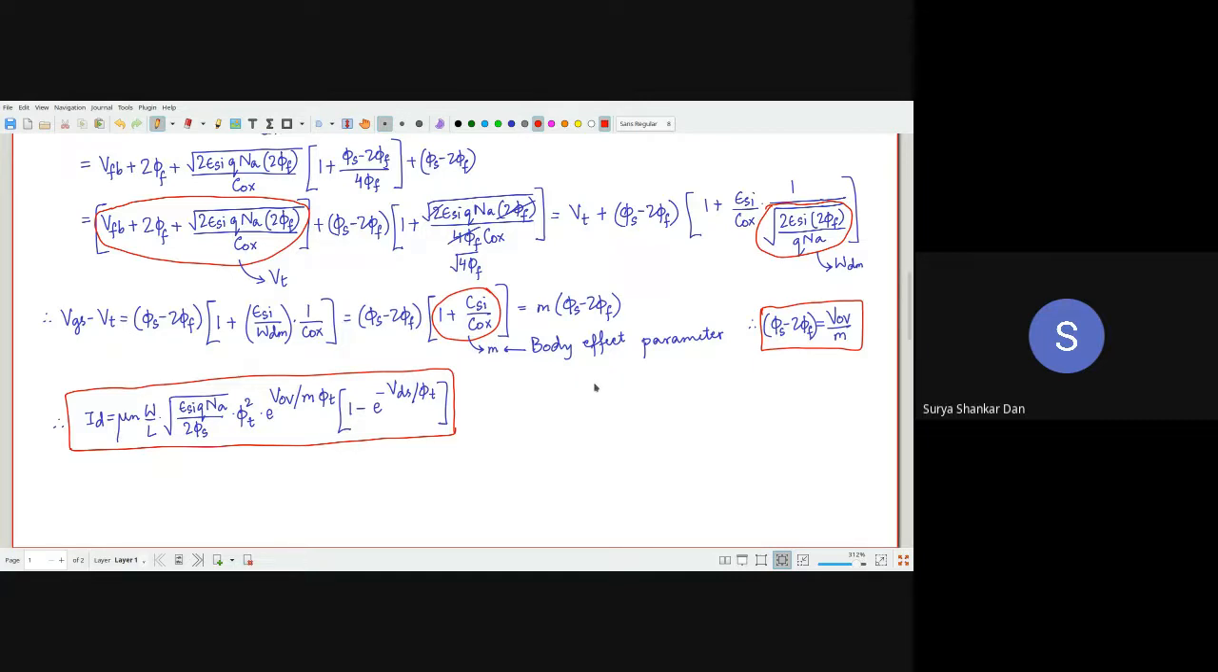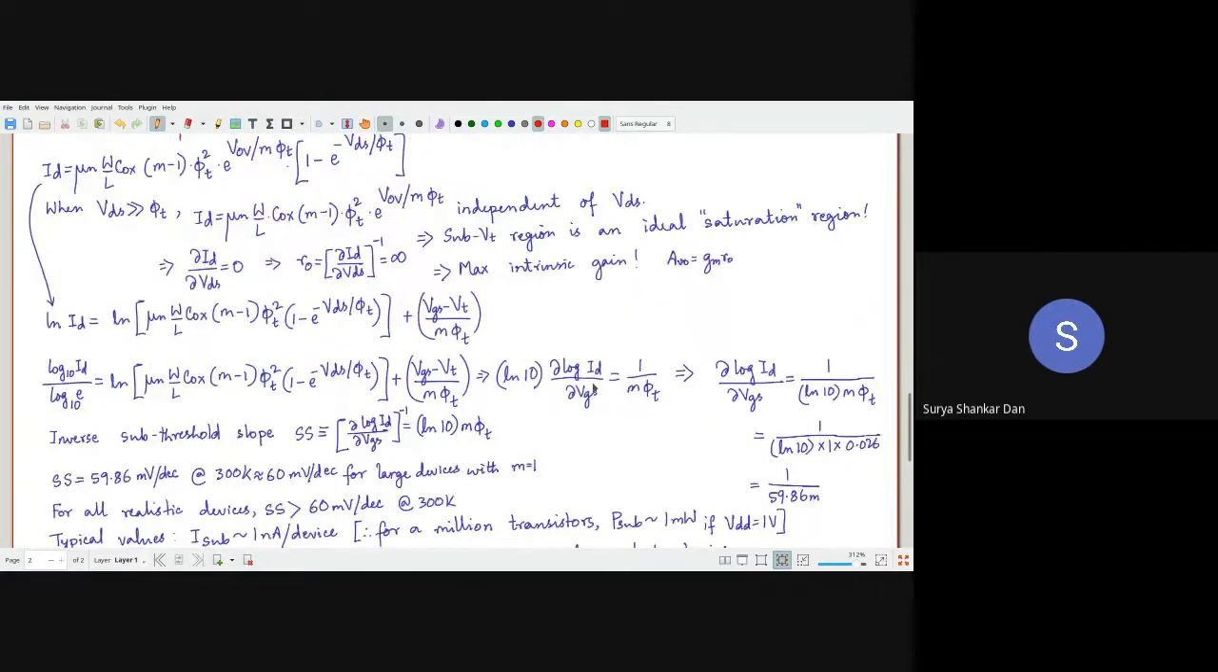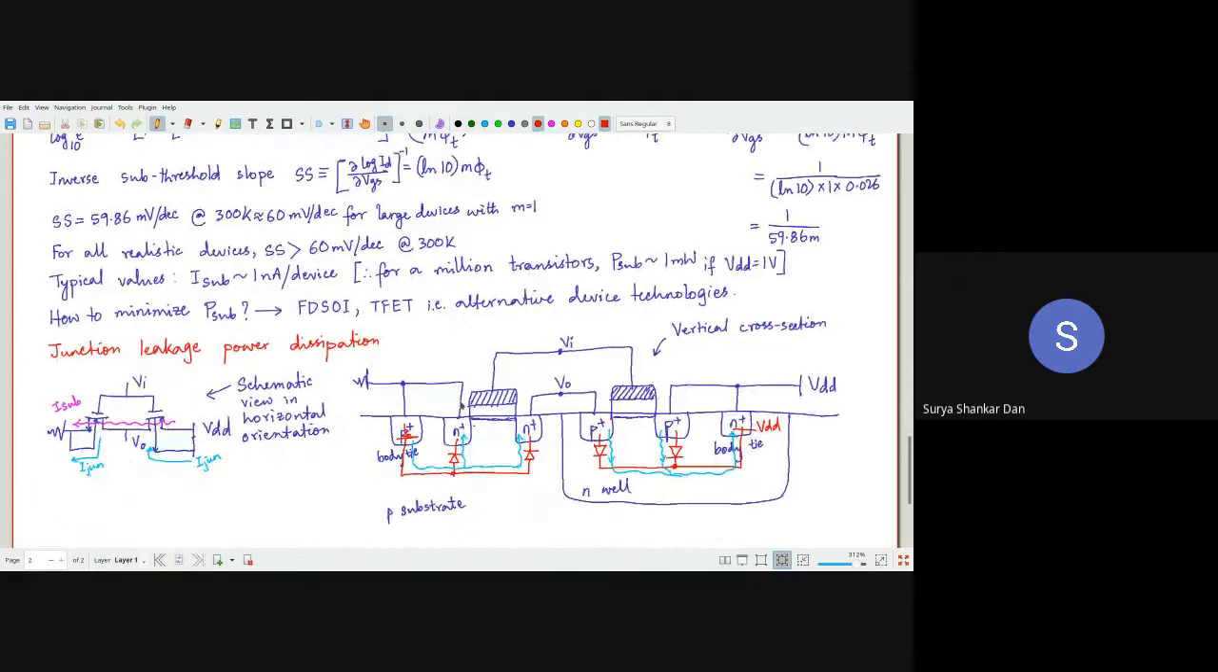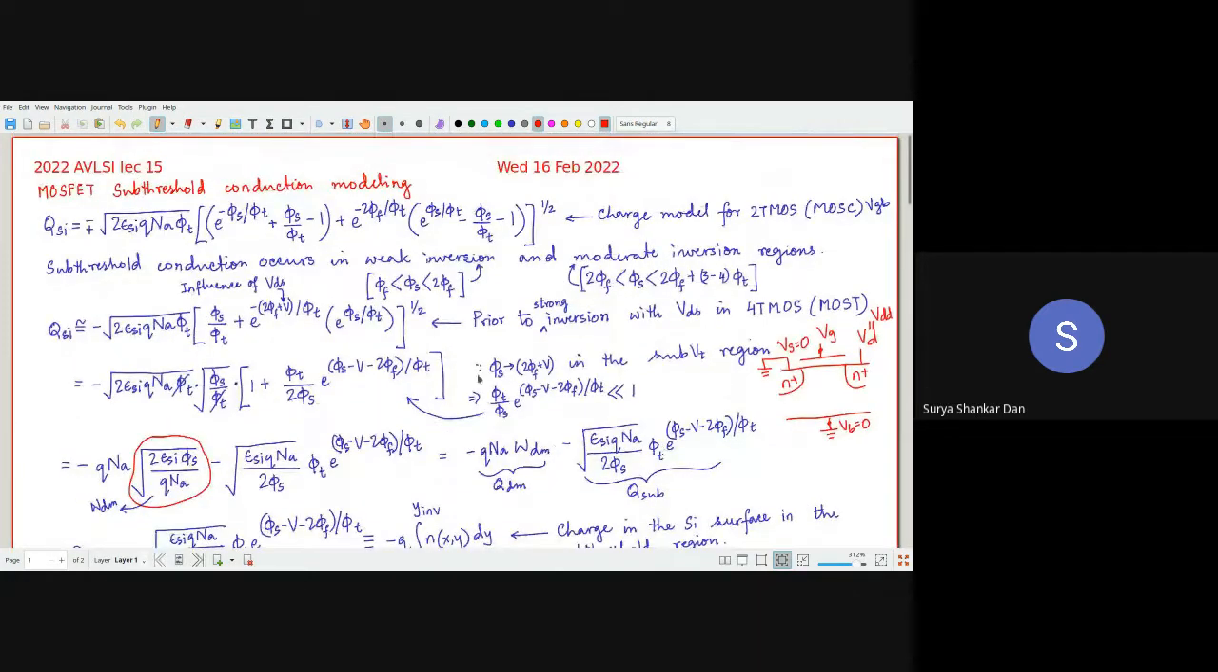All right, so that is one thing, and then we will finish off with the very basic concept of the junction leakages, and then from tomorrow we will begin on a new chapter.